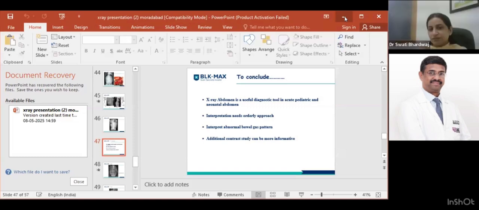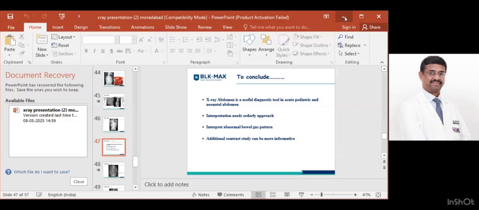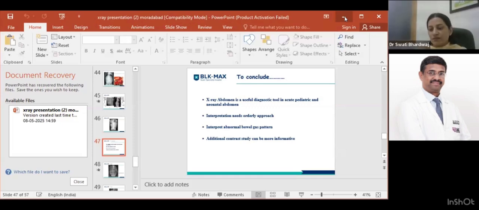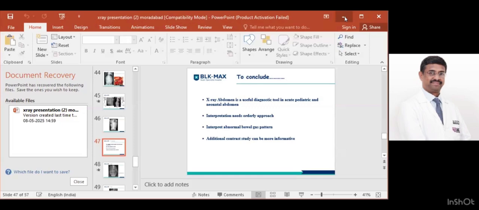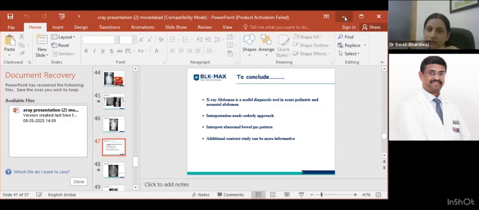The only thing we need to take care of is the radiation protection for the people who are handling the child and the X-ray technician who is handling the cassette. You need to use lead aprons and other protective things.